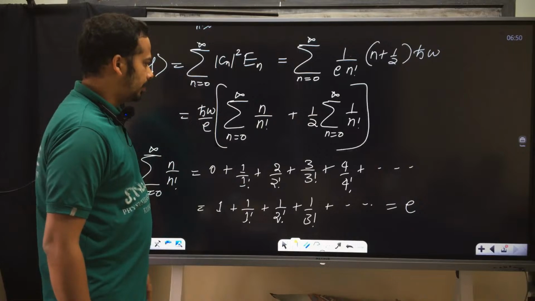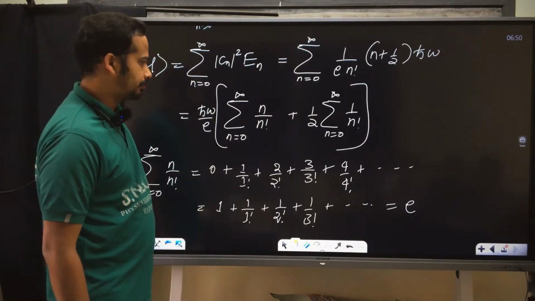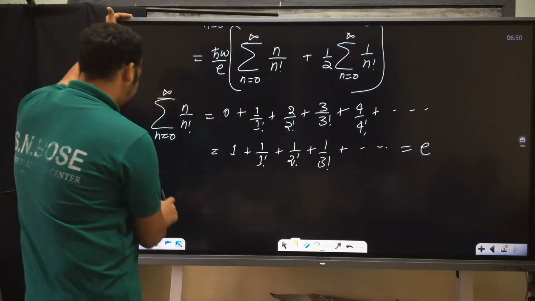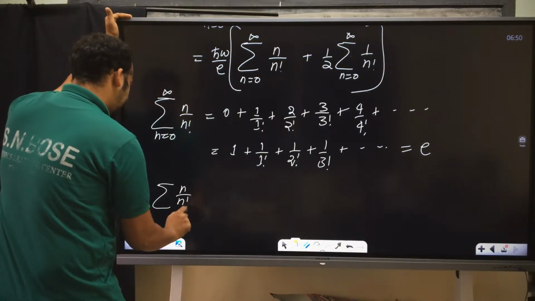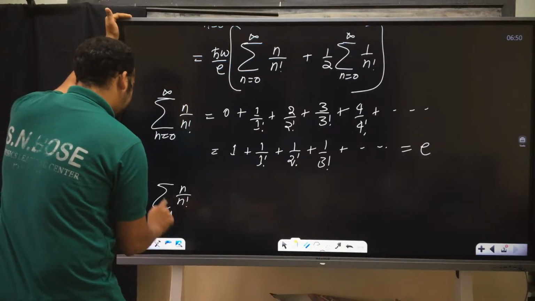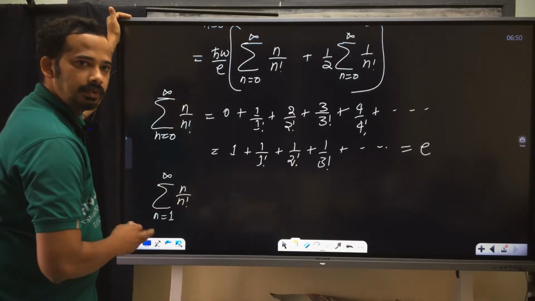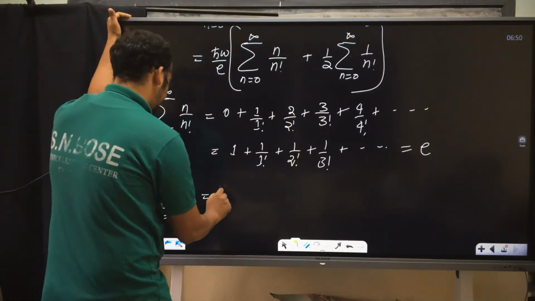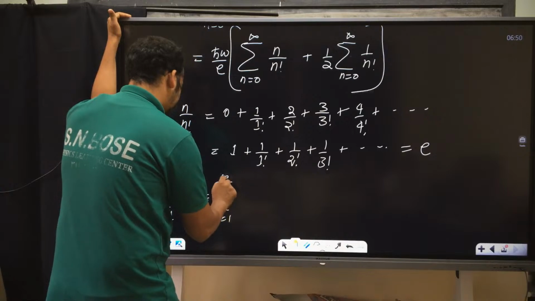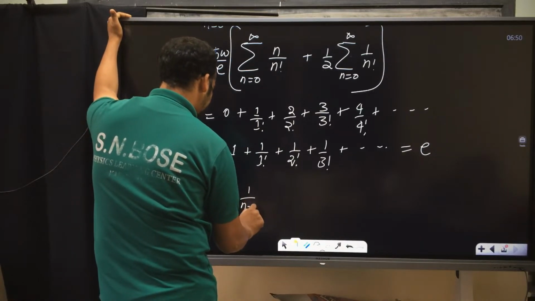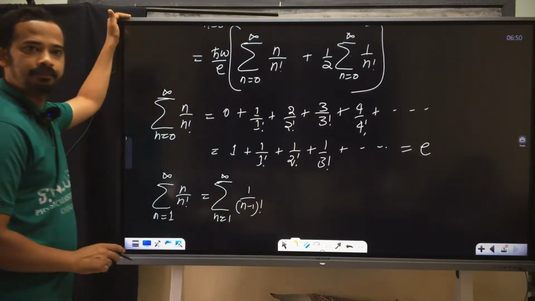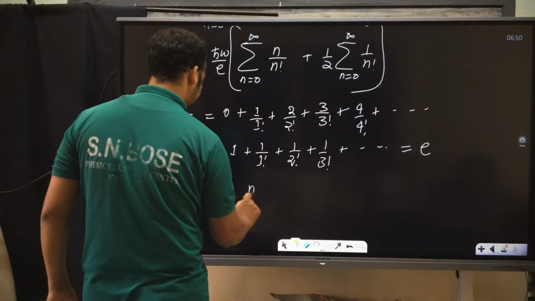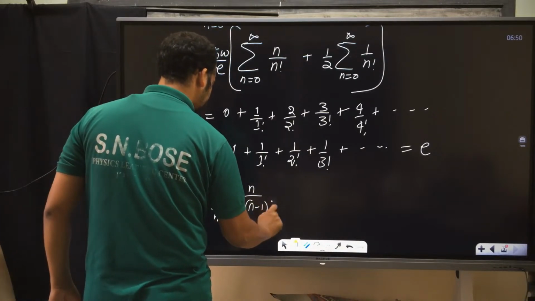Speak up. Any other way to argue? This summation is same as that summation. I'm thinking when you write n divided by n factorial, I'll start with n equal to 1 to infinity. What do you say? Because anyway, n equal to 0 is not giving any factor, isn't it? Speak up. So then I'll write n equal to 1 to infinity, 1 by (n minus 1) factorial. What do you say? n divided by n into (n minus 1) factorial. n got cancelled.